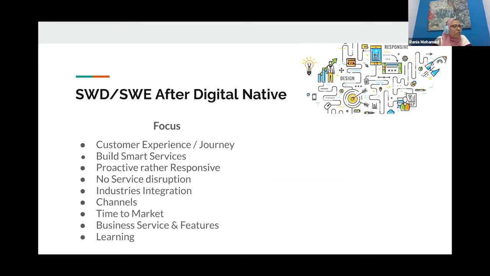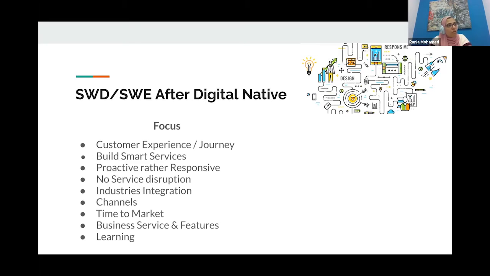Just to give you an example, before digital native, telcos were focusing just on the services they were delivering, like 2G, 3G and 4G. Right now, telcos are focusing more on edge computing, because edge computing is more into cloud native. They are still delivering the telecom services, but they are also integrating with other business industries in order to deliver the digital native experience for customers. The focus here was more on the customer experience and the customer journey.